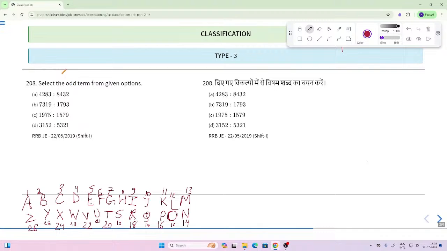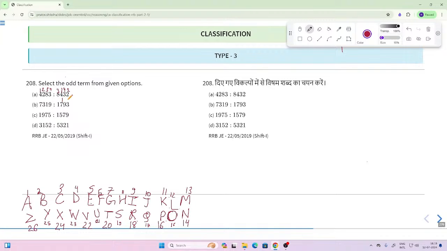4283 is to 8432. 7319 is to 1793. 1975 is to 1579. 3152 is to 5321. Okay, let's see how the numbers are being rearranged here. 1, 2, 3, 4 becomes 3, 1, 4, 2.